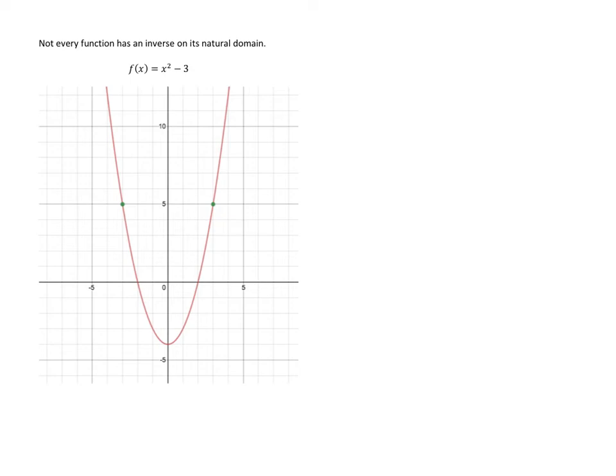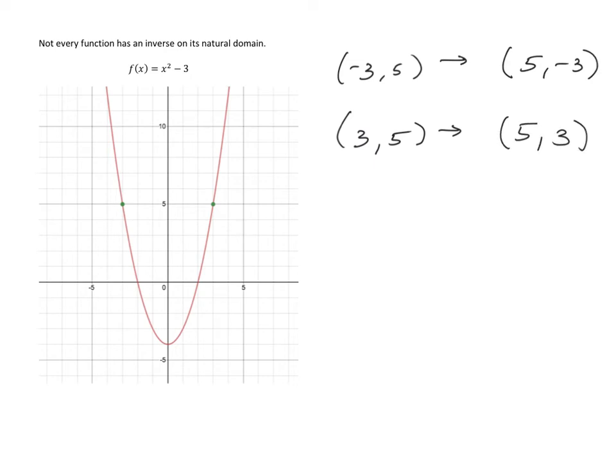The problem is, I picked these 2 points. This is the point -3, 5. So let me write that down. And on the same horizontal line, you also have +3, 5. On the inverse, if you were to find it, it switches the x and the y values. So on your inverse, you would have 5, -3, as well as 5, +3. Both of these points would have to be on your inverse function, whatever it is.